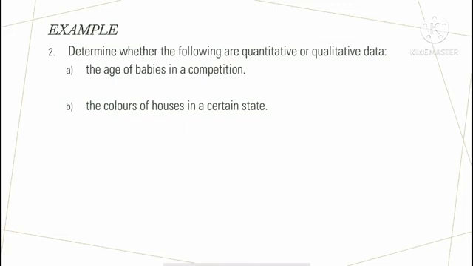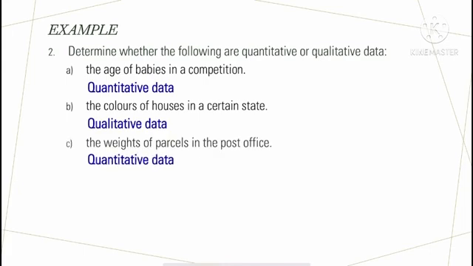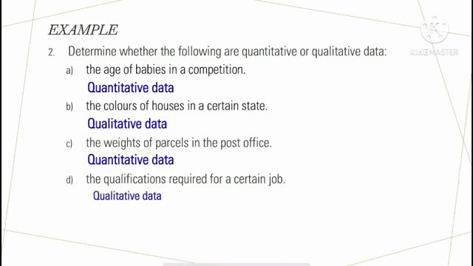In example 2, we want to determine whether the following are quantitative or qualitative data. For example 2a, the age of babies can be measured, so it is quantitative data. The colors of houses are a non-numeric characteristic, so it is qualitative data. The weight of parcels can be measured, so it is quantitative data. The qualification required for a certain job is a non-numeric characteristic, so it is qualitative data.